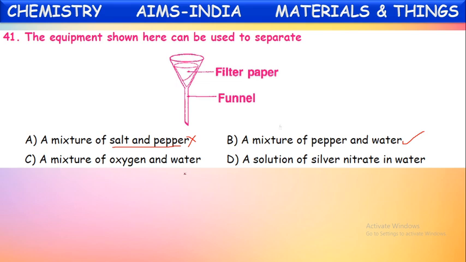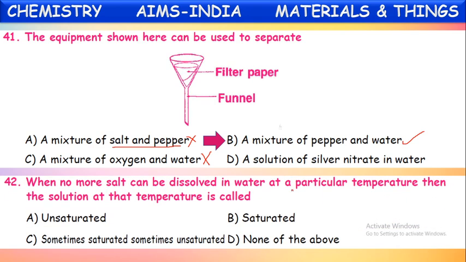To the next one, a mixture of oxygen and water. Oxygen is a dissolved gas in water. Actually, a small quantity of oxygen is dissolved in water. Dissolved gases cannot be separated by using filter paper. They cannot be. This is the last one. A solution of silver nitrate in water. Silver nitrate is easily soluble in water. It dissolves in water immediately. So that cannot be separated by using this filter paper. Only the mixture in which there is a liquid with an insoluble solid compound in it can be separated by using filter paper and funnel. So only the pepper and water mixture can be separated by using it. Okay, next one.